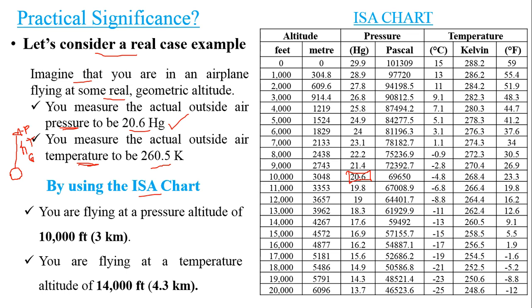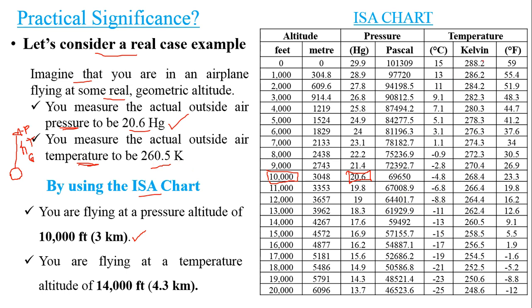So if we refer to the altitude range, which is parallel to this pressure, we can determine the altitude at which we are flying. When we refer to the altitude range parallel with 20.6 inches of mercury, we can see that we are flying at 10,000 feet. Okay, it is determined. At the same point, we are also measuring the temperature. The temperature is 260.5 Kelvin.